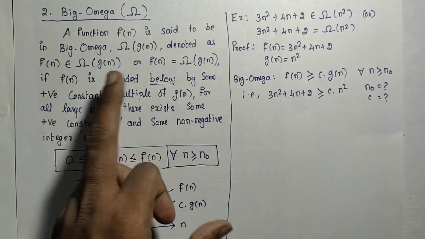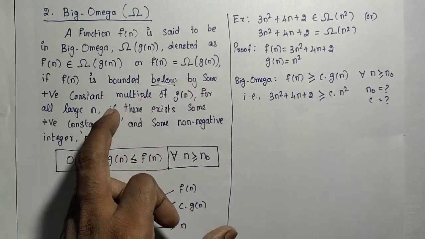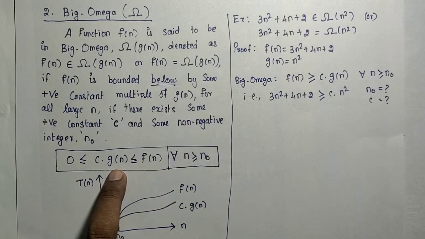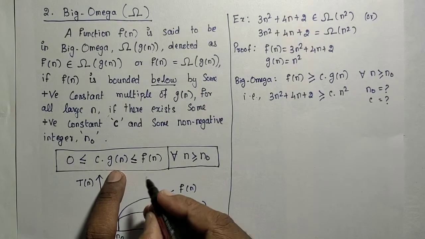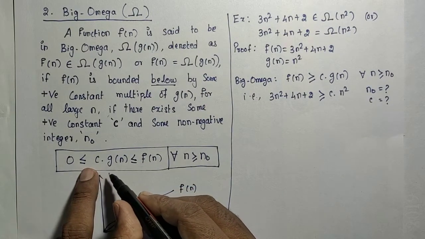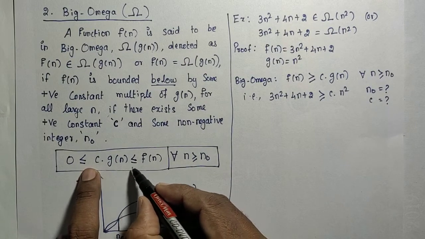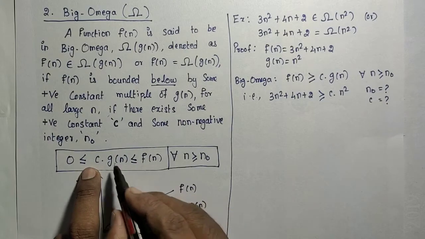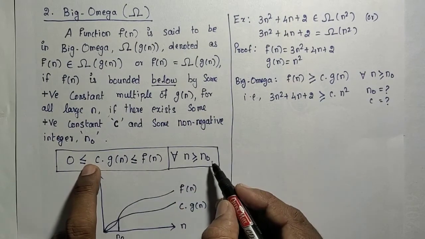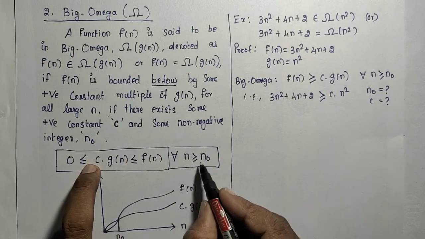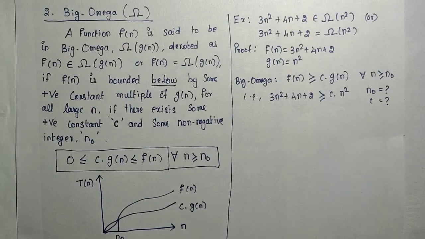f of n is bounded below by some positive constant multiple of g of n. This is the definition. In big O, f of n is less than or equal to c into g of n. But here f of n is greater than or equal to c into g of n, where c is some positive constant and n naught is a non-negative integer, for all large n. For all large n means after this n naught value, this condition is true, and you have to prove that.